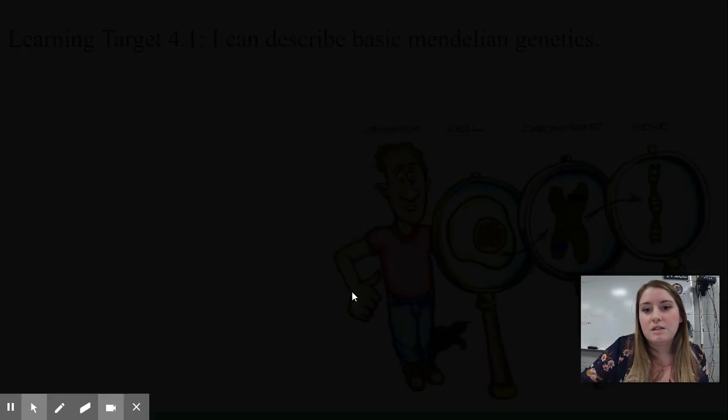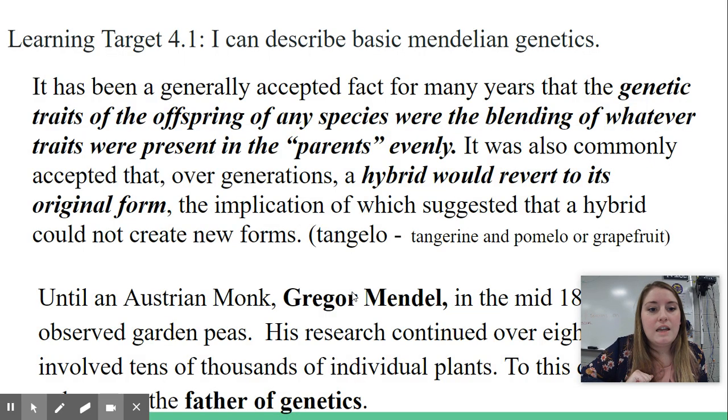So let's start. It has been generally accepted for many years that the genetic traits of the offspring of any species were a blending of the traits presented by the parents evenly, meaning exactly half from dad and exactly half from mom, so you should look exactly like half of each. That was a general misconception.